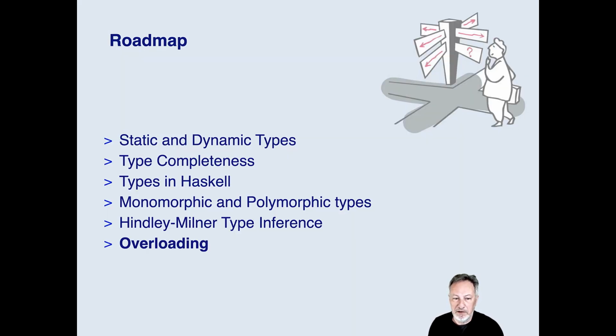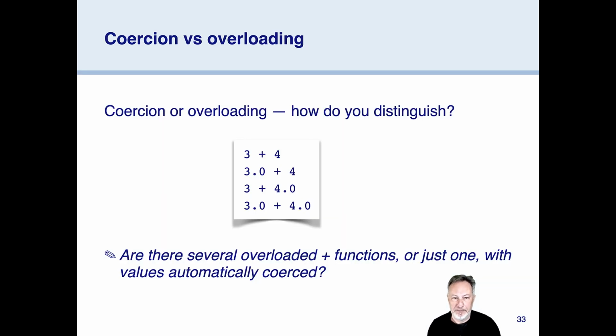So the last bit of the story today is the story of overloading. Have a look at the following code. What's going on here? I can write 3 plus 4, so 2 integers, addition. I can add a float and an integer, or an integer and a float, or I can add 2 floats. And I can do this in most programming languages, I would say, probably all that I can think of.